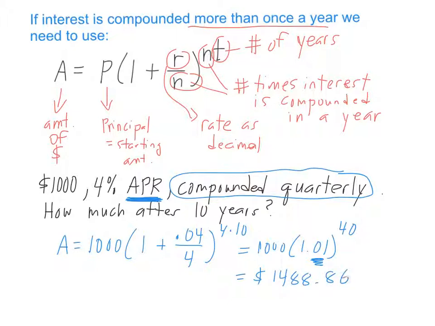Okay, so when we throw that into the calculator, we're going to end up with 1,488.86, and we're not going to bother with 3 sig figs here. If we're talking about money, it makes sense to just go to the nearest cent unless you're told otherwise. Okay.